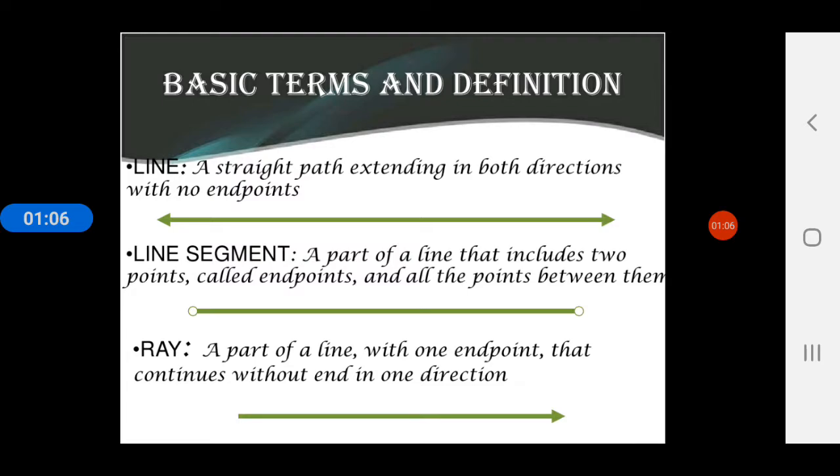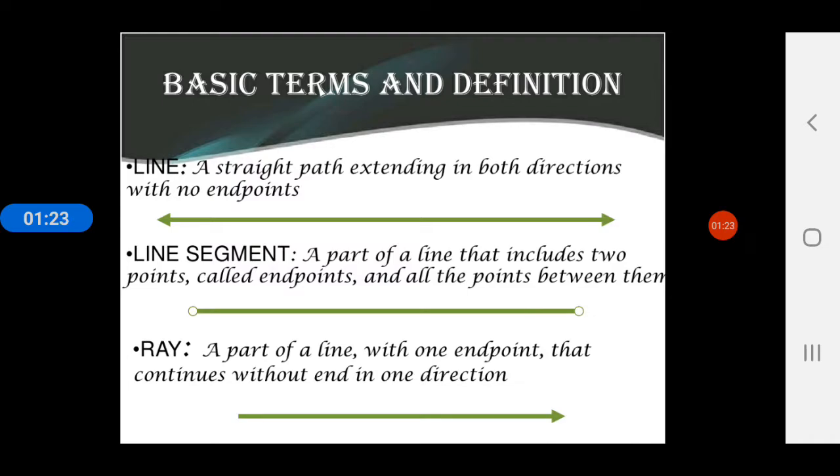Number 1, line. What is line? Line has no endpoint. Line is a straight path which extends on both the directions. So, it is a straight path which is extending in both the directions.